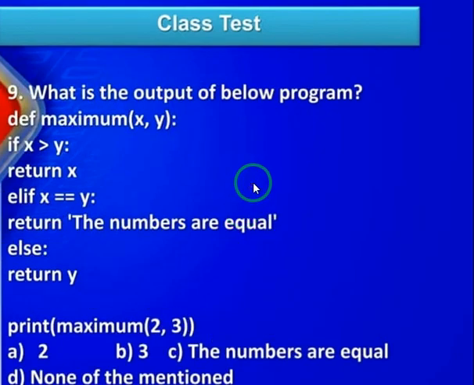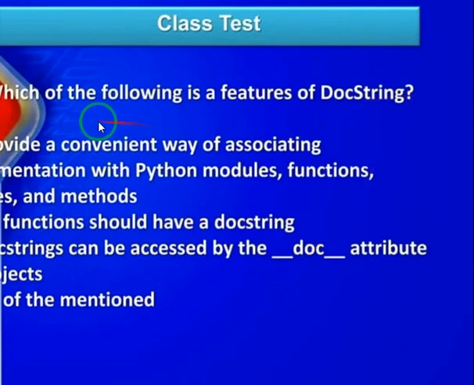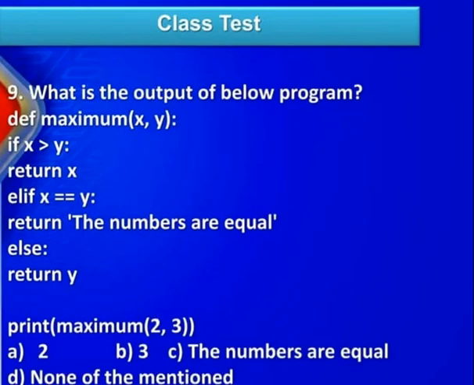Moving on to another example. Over here, if x is greater than y, then we are returning x, else we return y. So we have to print the maximum of 2 comma 3. Since 3 is greater than 2, we just print 3, which is option B. Now we have to tell one of the features of docstring. You can try doing this on your own.